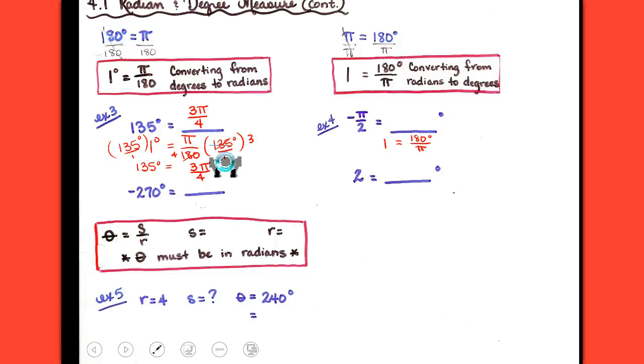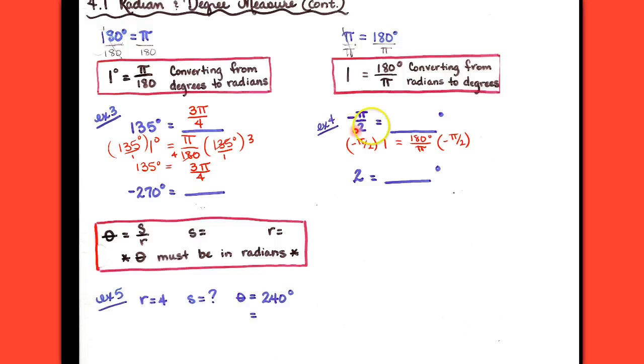All right, what if I want to go the opposite way? What if I want to convert from radians back to degrees? Okay, well, I'm going to use my conversion formula that 1 radian is equal to 180 divided by pi degrees. I don't have 1 radian over here on the left. I have a negative pi over 2 of them. So let's multiply both sides by negative pi over 2.